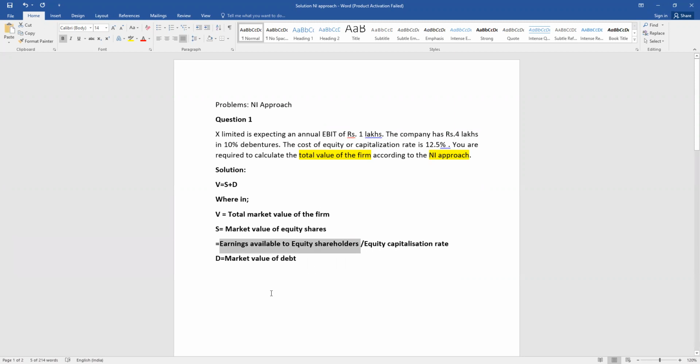EBIT, how do you calculate the amount available to equity shareholders? Calculation of amount available to equity shareholders. How do I calculate EBIT?